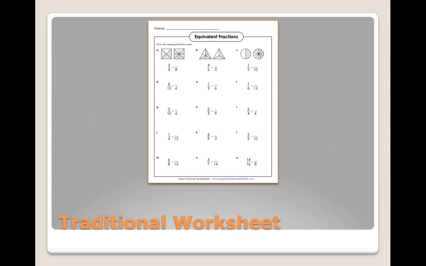Students can quickly look, for example, at letter A. If you look at the 2 denominators, to get from a 4 to an 8, you multiply by 2. So you do that to the top. 3 times 2 is 6. So that means that 3/4 and 6/8 are equivalent fractions. They would go all the way through the worksheet, and they'd be assessed on how many of these they got correct.